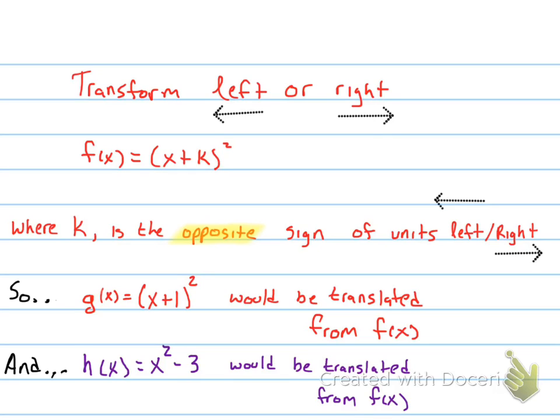What would that be translated from f of x? So x plus 1 would be 1 unit. That's tough to write. So it'll be translated 1 unit left. So it actually, plus 1 makes you go in the negative direction. Okay? So that's a little weird. That's a little counterintuitive.